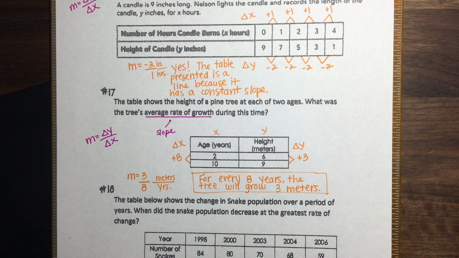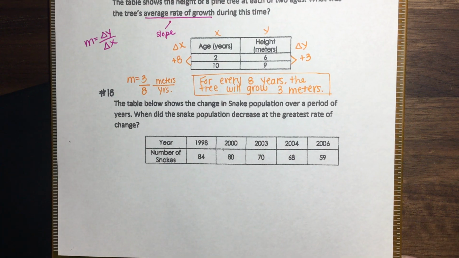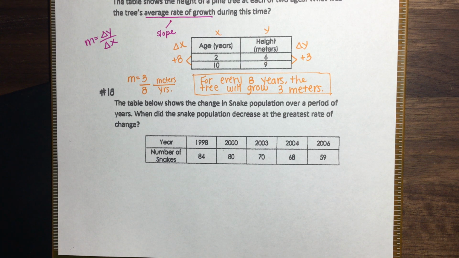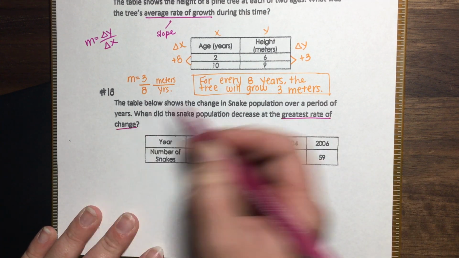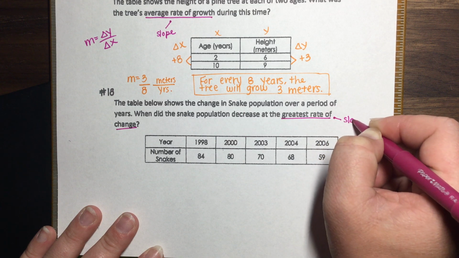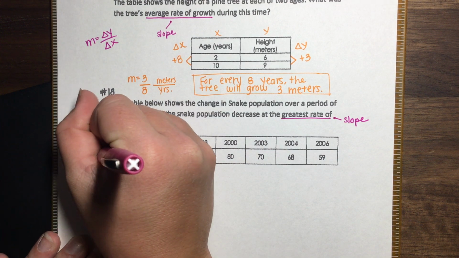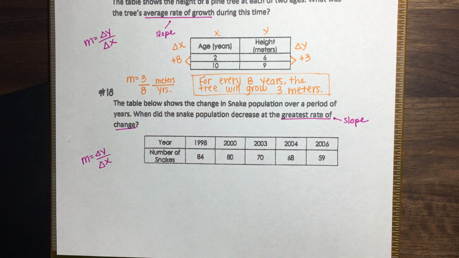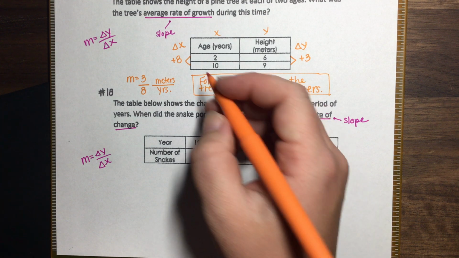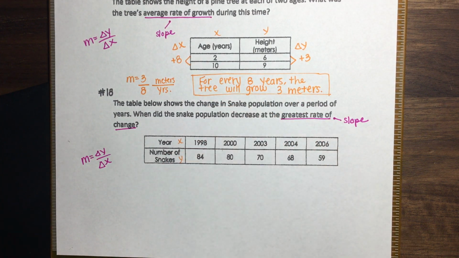All right, got one more problem left and we are done. Here we go. So, number 18, it says the table below shows the change in snake population over a period of years. When did the snake population decrease at the greatest rate of change? Okay. So I've got greatest rate of change, means I'm talking about slope, that rate of change that we'll constantly hear about. It's once again a table, so I have m equals change in y all over change in x. My years represented by x, my number of snakes is y. Okay, so that one doesn't label it for us.